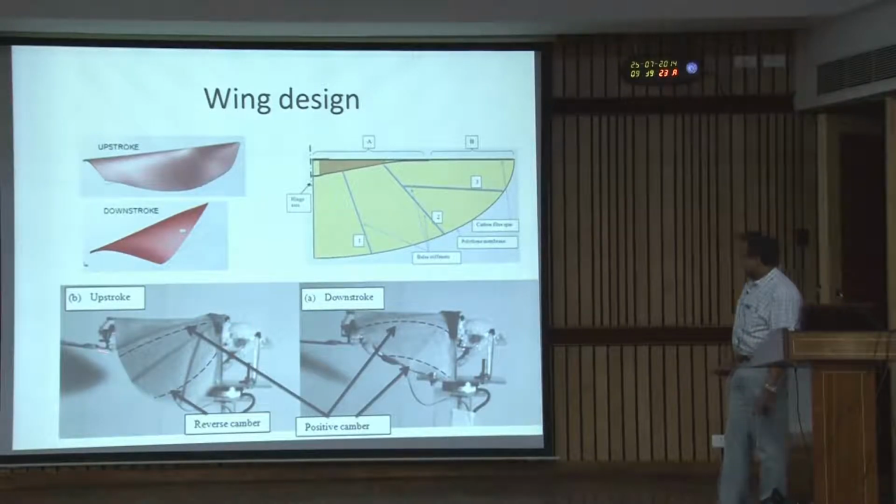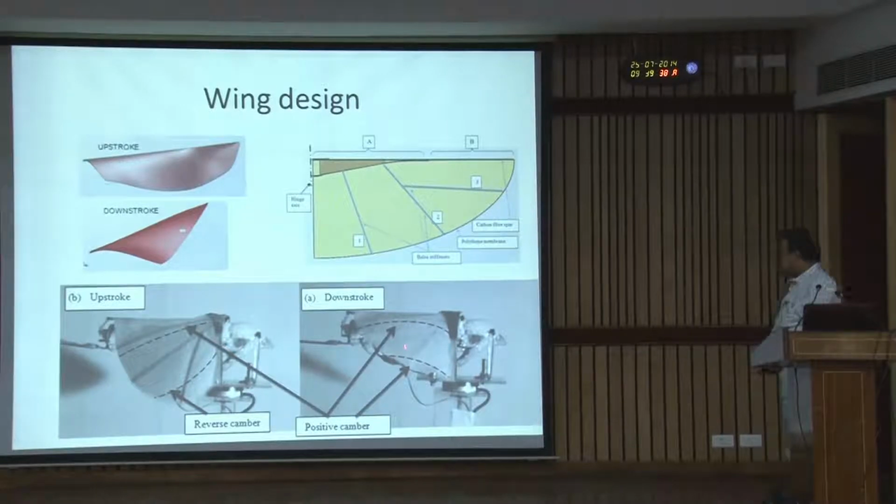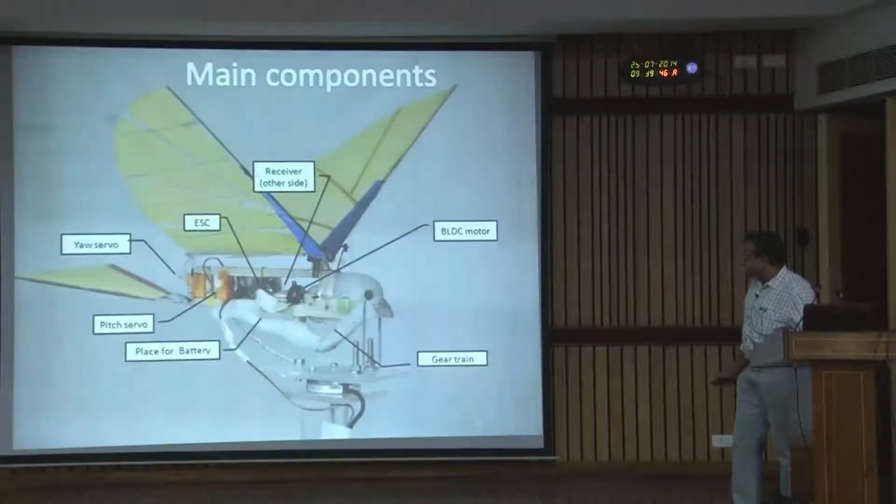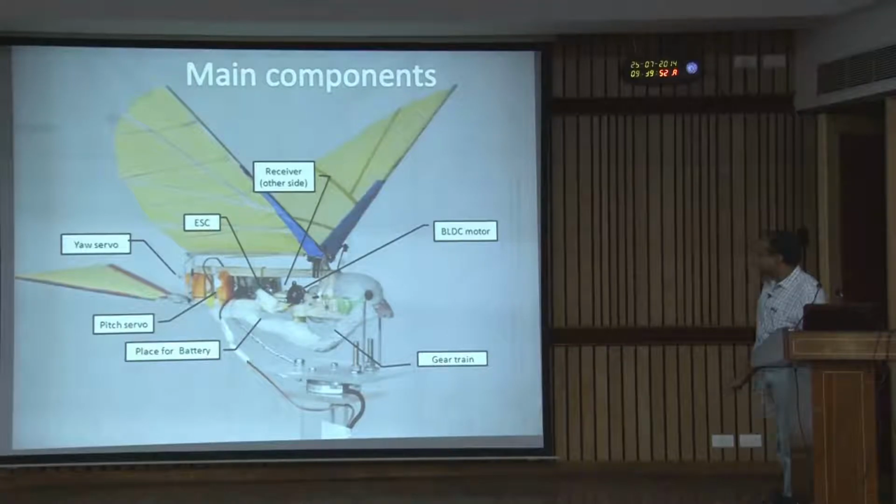So, if you see, this is the upstroke, and this part of the wing has a forward positive camber, and this part of the wing has a negative camber, reverse camber. So, we could successfully do that in this model, and during the downstroke you see that the wing has a positive camber. Once we confirmed this, we could build it, and it flew. This is the model we showed.